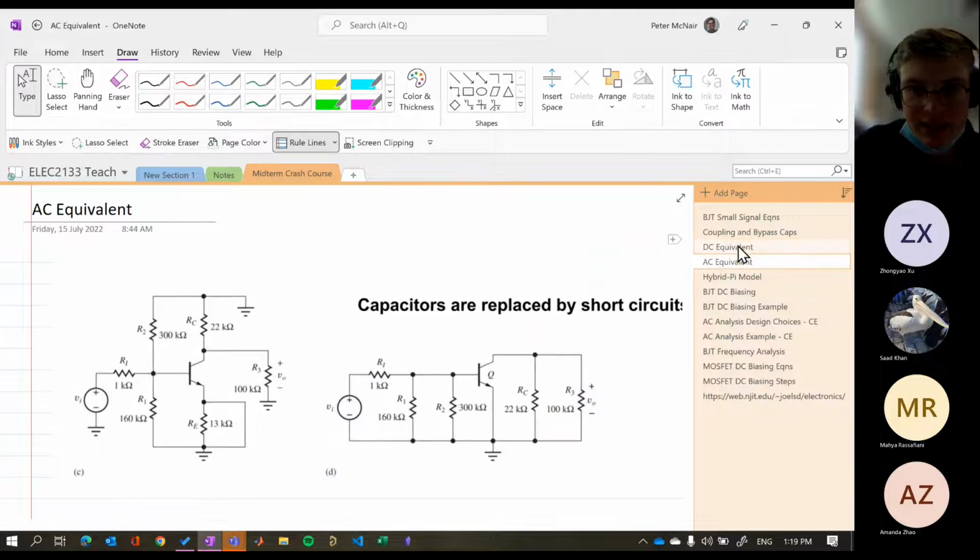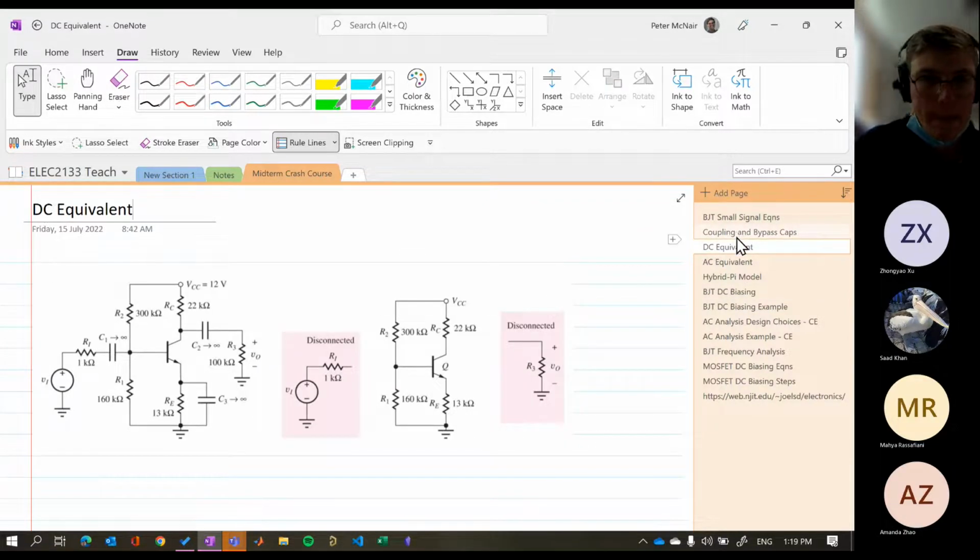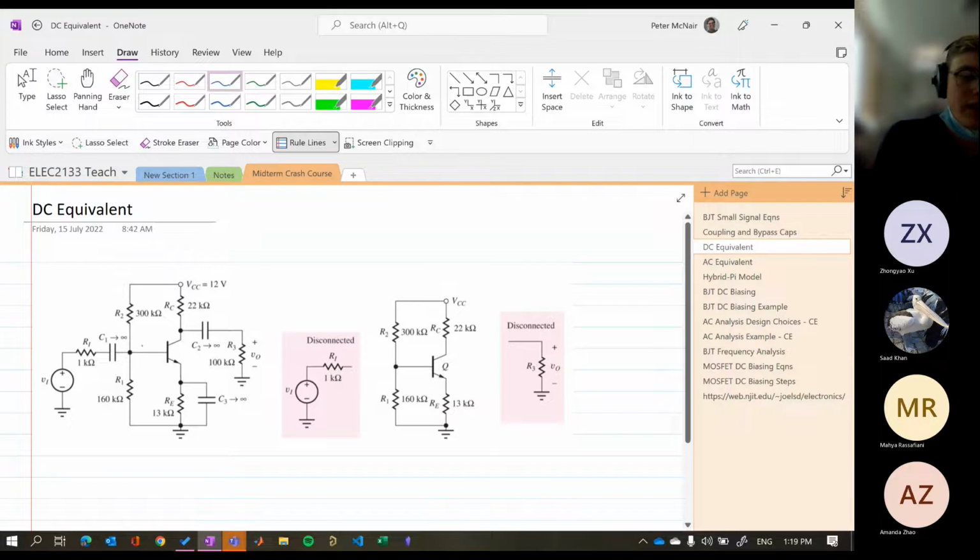Yeah, I guess we can think about our DC and AC equivalent. If we've got this circuit, our common emitter circuit, for DC, all of our capacitors become open circuits. So we can essentially disconnect it there and disconnect it there. And this becomes our DC biasing circuit.